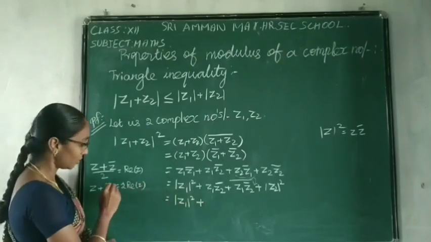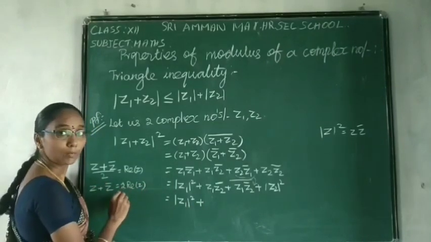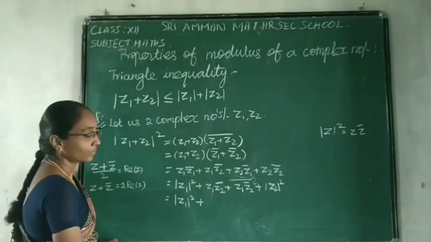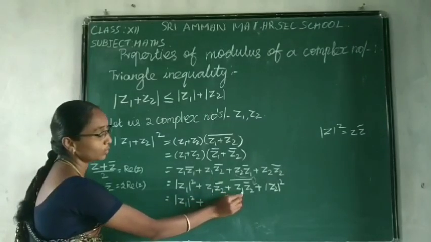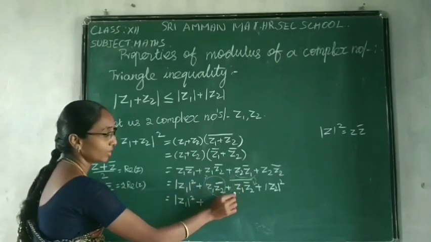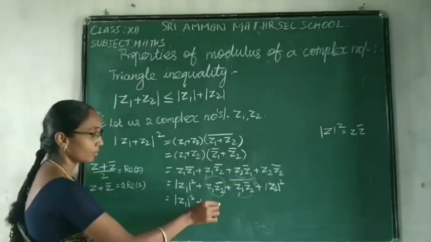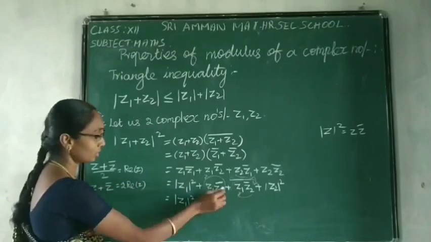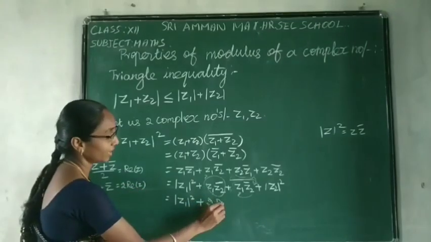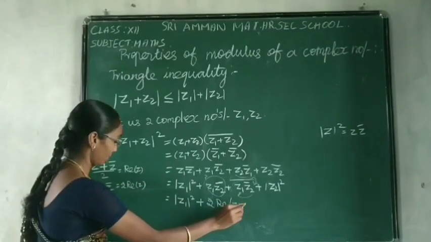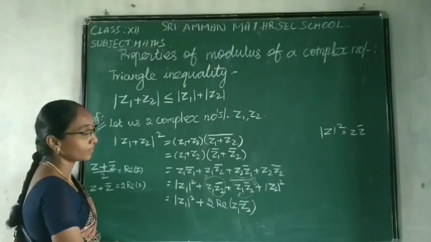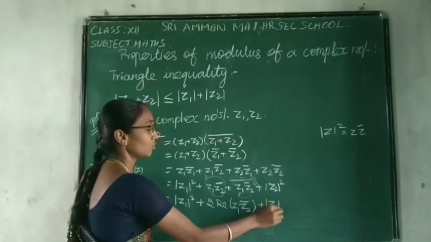Now using this property on these two terms, z1 z2 bar and z1 z2 bar the whole bar, this one fully considered as z and this one fully considered as z bar. So these two terms change to 2 times the real part of z1 z2 bar, plus modulus of z2 the whole square.